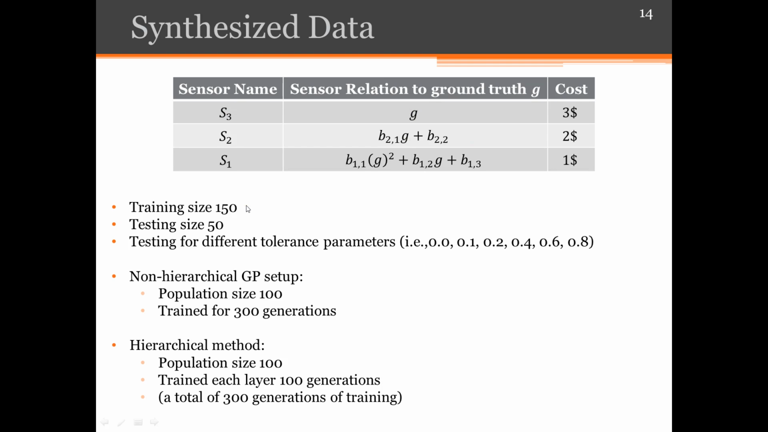The training size was 150, the testing size is 50, and we have tried a hierarchical method with different tolerance parameters from 0 to 0.8. The non-hierarchical method had a population size of 100 and it was trained for 300 generations. In the hierarchical method, for each layer there was a population size of 100 and each layer was trained for 100 generations. So the total amount of training is 300 for both methods, and it is fair.